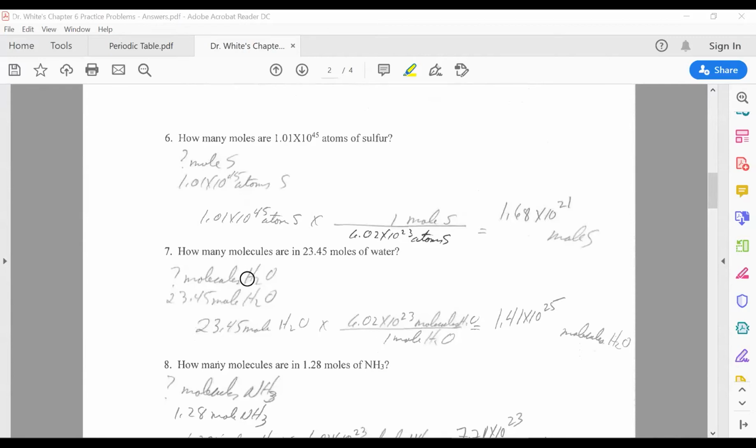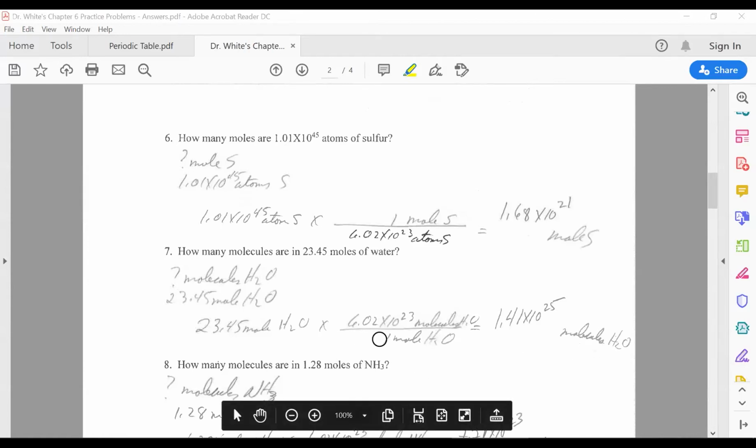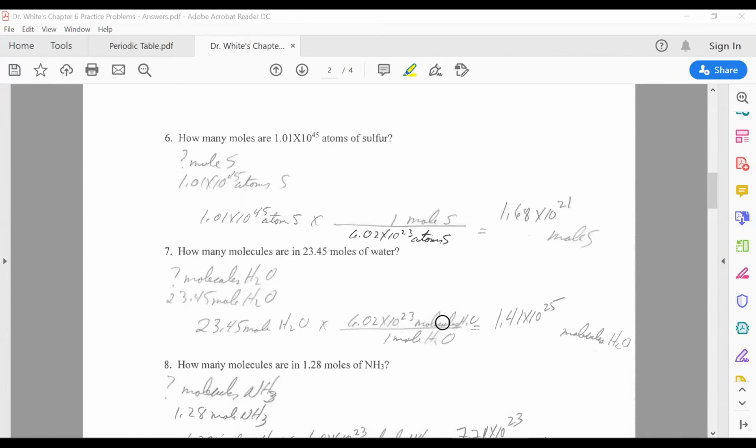Let's do number 7. How many molecules are in 23.45 moles of water? What are you given? Moles of water. What are you being asked to find? Molecules of water. We start with what we're given. Over here, here's the units of our answer. If we can convert this to a ratio, what goes on top? Use your good buddy, your good friend, unit analysis. Molecules go on top of water, moles go underneath.